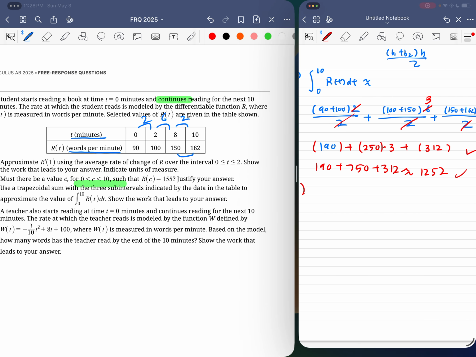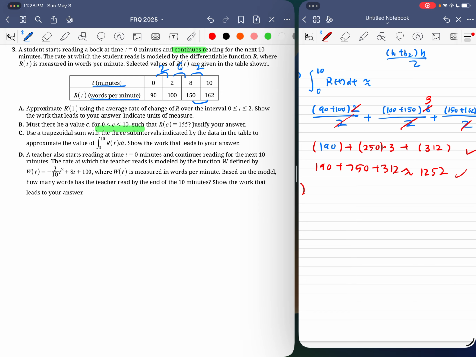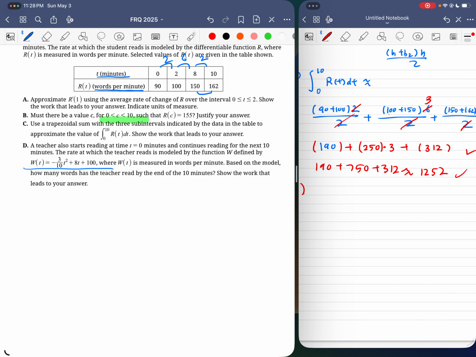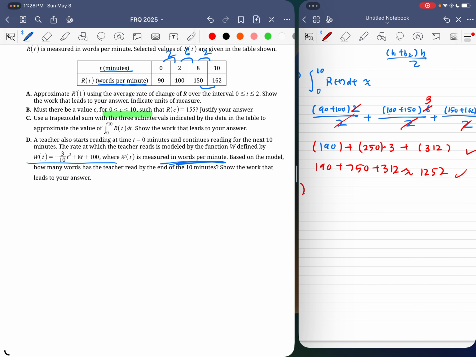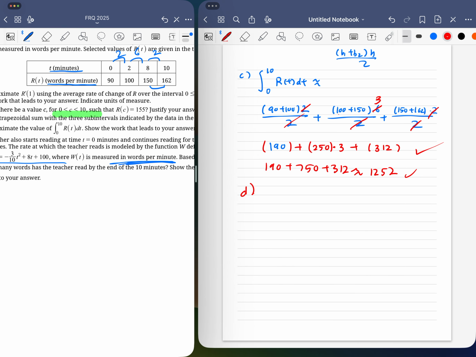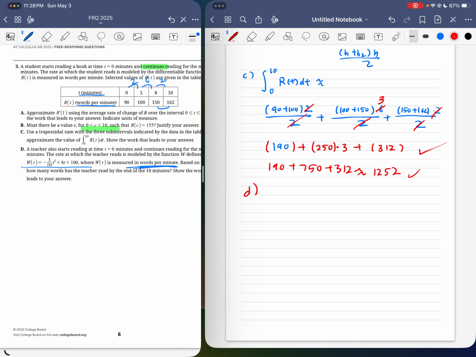So easy. I love tables because you cannot go wrong. A teacher also sets reading at time equals 0 and continues reading for the next 10 minutes. The rate at which the teacher reads is modeled by this one. Okay, so this one is already the rate, where W(t) is measured in words per minute, right? Based on the model, how many words has the teacher read by the end of 10 minutes? Okay, so it's an antiderivative because you want to know the total amount, not the rate.